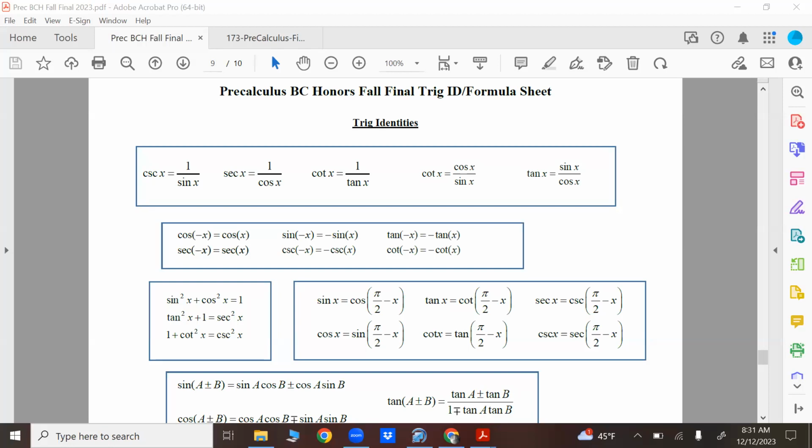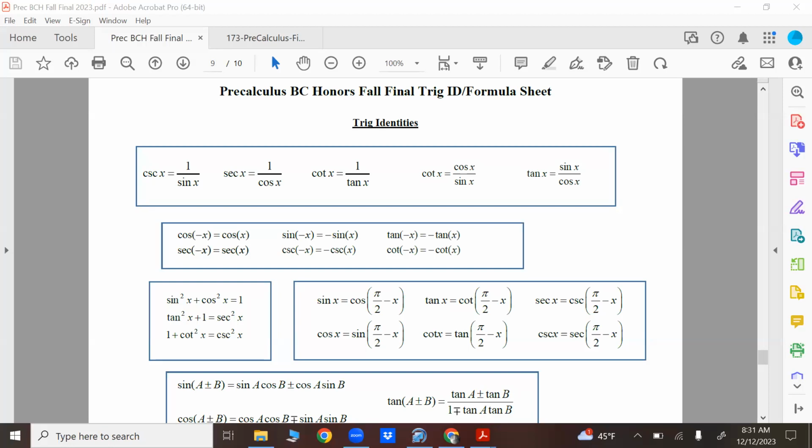The even-odd stuff, like cosine of negative x is cosine x, or sine of negative x is negative sine x, blah blah blah. You guys should know that. The co-functions. Remember, cosine is the complement of sine, as with tan and cotangent, in reverse.